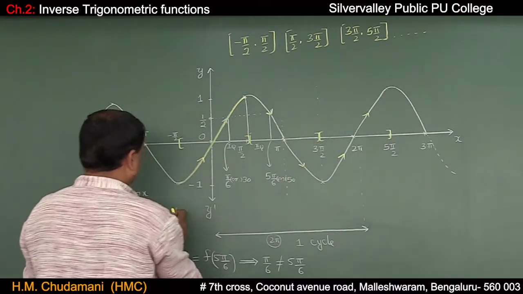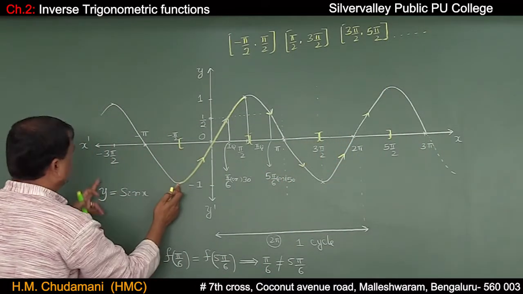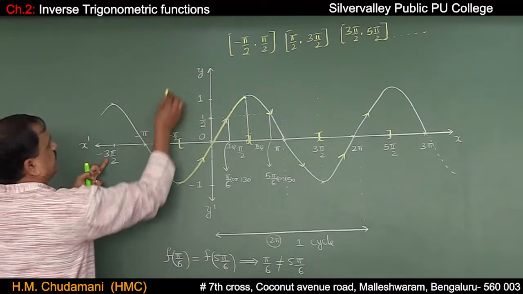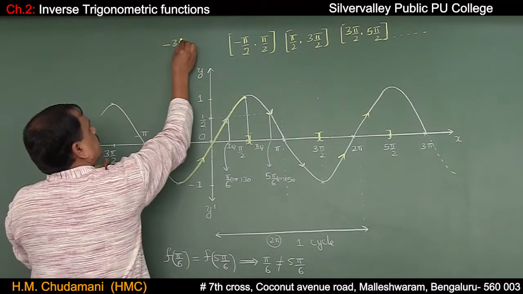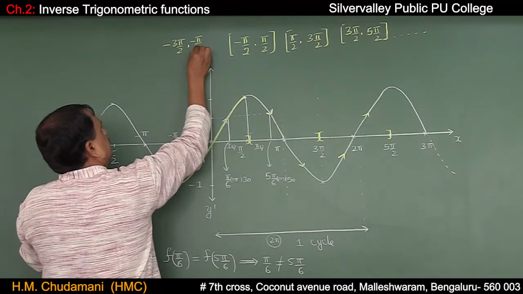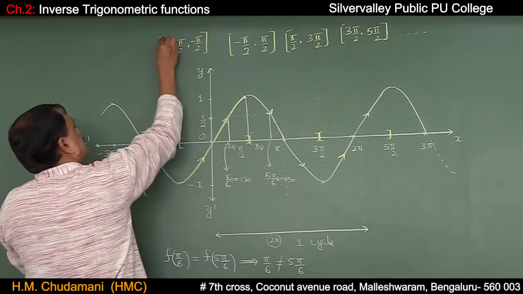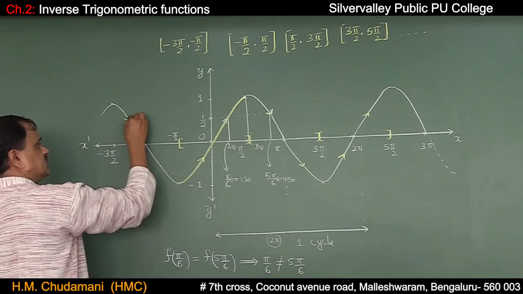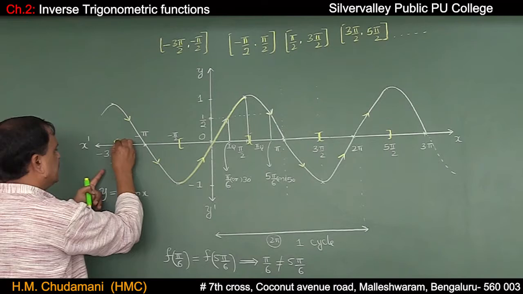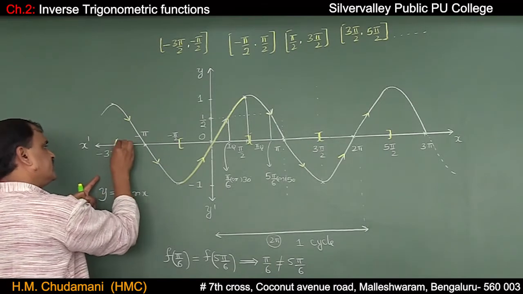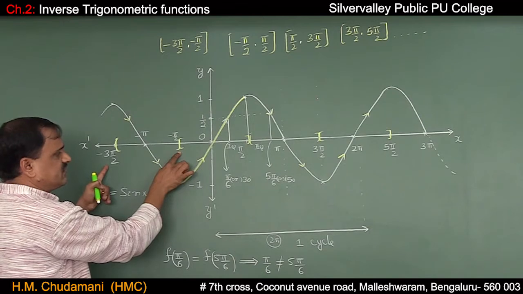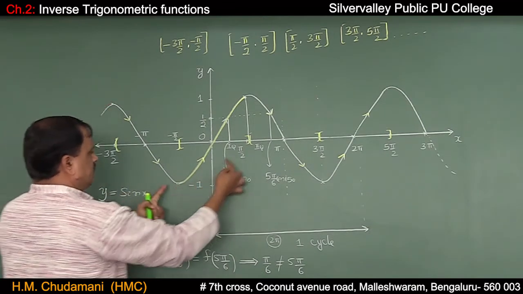From this side, minus 3 pi by 2 to minus pi by 2. We can take minus 3 pi by 2 and minus pi by 2. In this interval, see this, the function is only decreasing. I repeat, minus 3 pi by 2 to minus pi by 2, only decreasing.